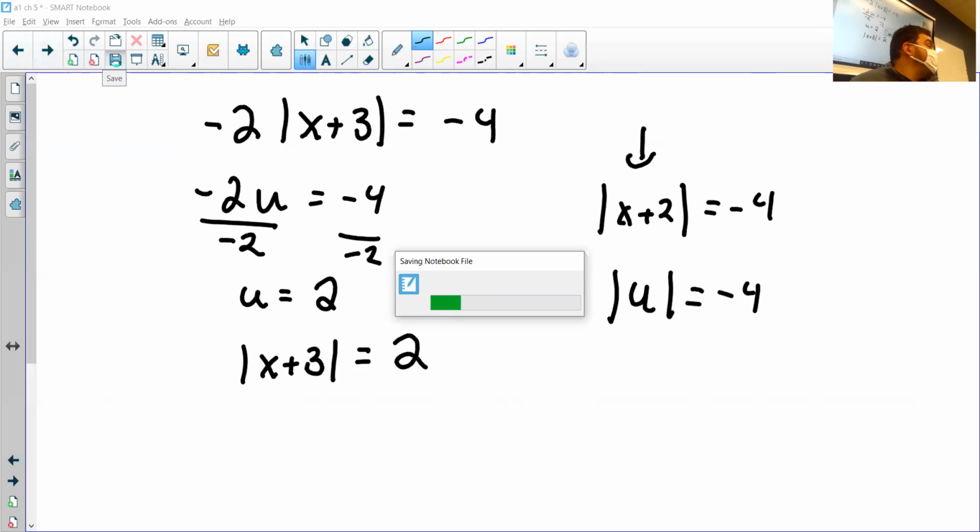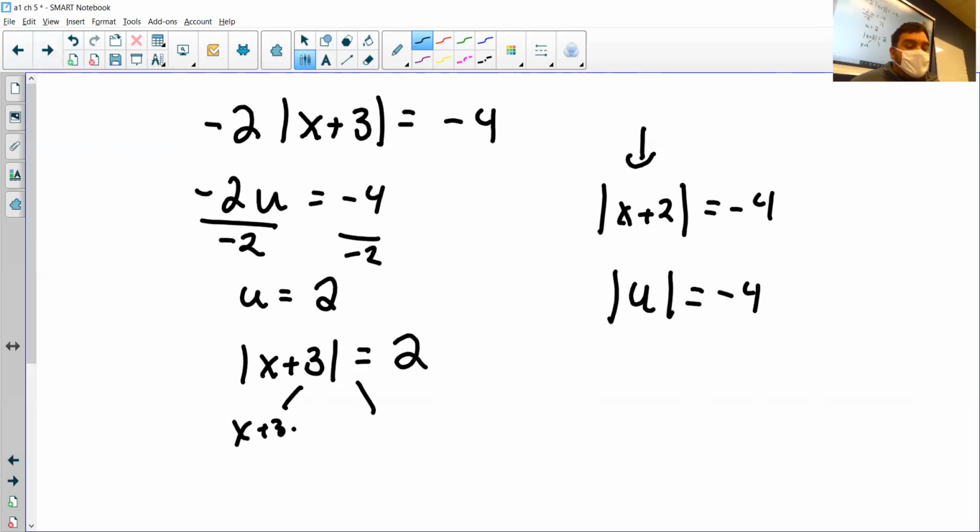But what happened to the 3? How do you just do negative 3? Well, then you would split it into two parts. X plus 3 equals 2, and x plus 3 equals negative 2. And then you would solve it. I haven't used the 3 at all. Yeah, explain to him.